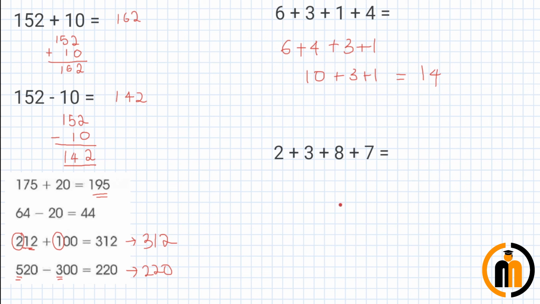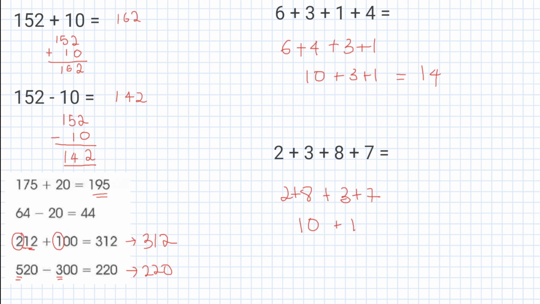So here, without writing it, I have 2, 3, 8, and 7. We have 2, and you have to add 8 to get 10, so 2 plus 8. And then we also have 3, which plus 7 will get 10 as well. So 3 plus 7. Now we can easily see 2 plus 8 is 10, 3 plus 7 is 10. So the answer here is 20.